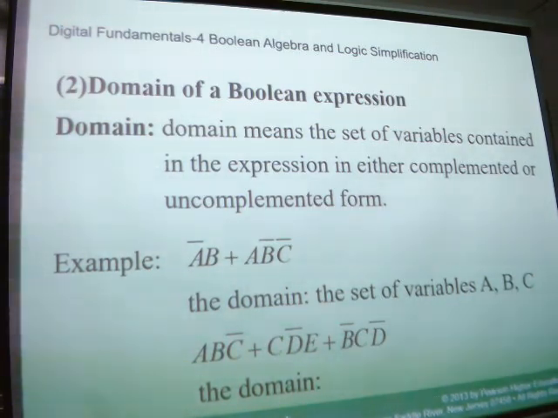Domain of a Boolean expression. Domain means the set of variables contained in the expression in either complemented or uncomplemented form. For example, A bar and B and B bar and C bar. In this expression, the domain is the set of variables A, B, C.